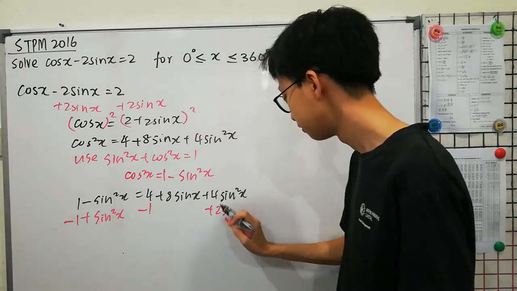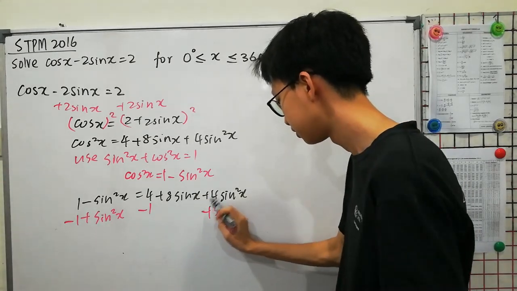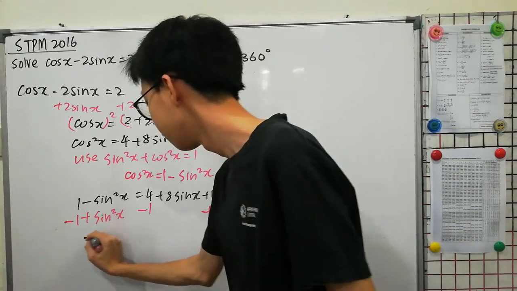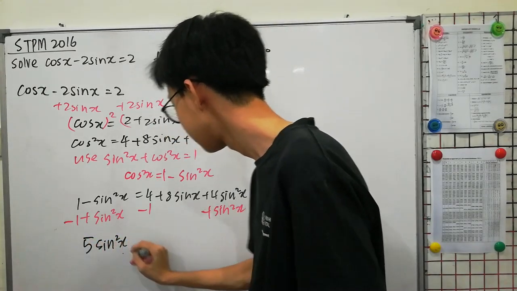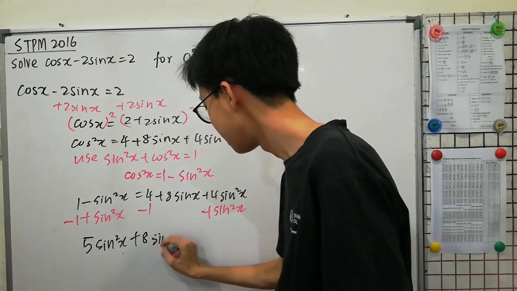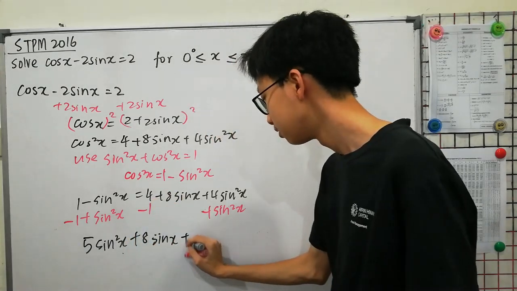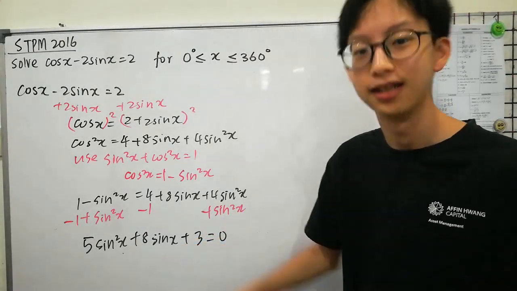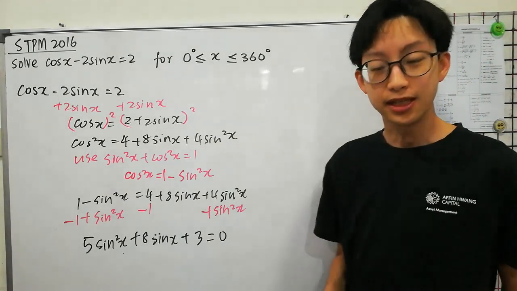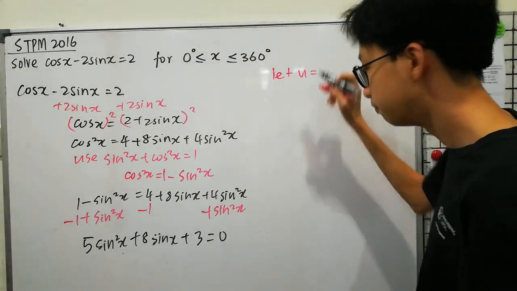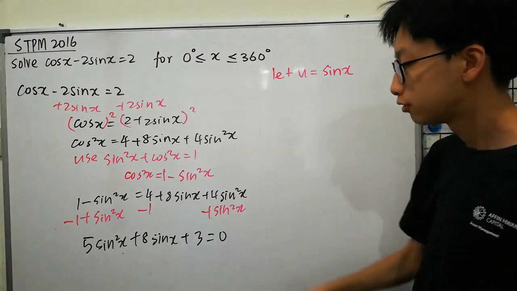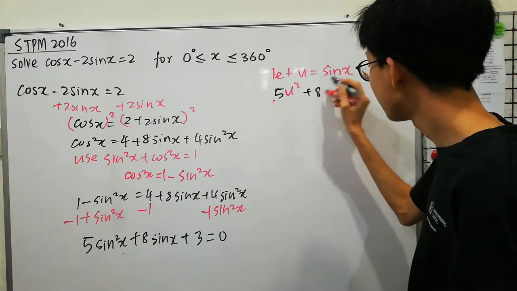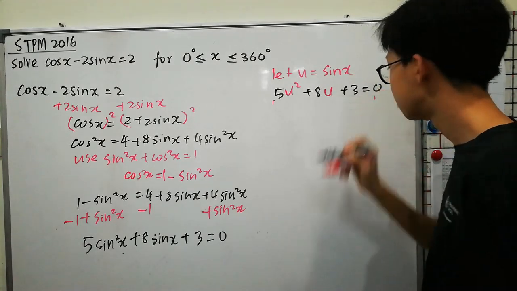Rearrange it, we have 4 plus 1 is 5 sin square x, plus 8 sin x, plus 4 minus 1 is 3, equals 0. And this is a quadratic equation. To make our life easier, I will let u be sin x, so that this equation will be 5u squared plus 8u plus 3 equals 0.